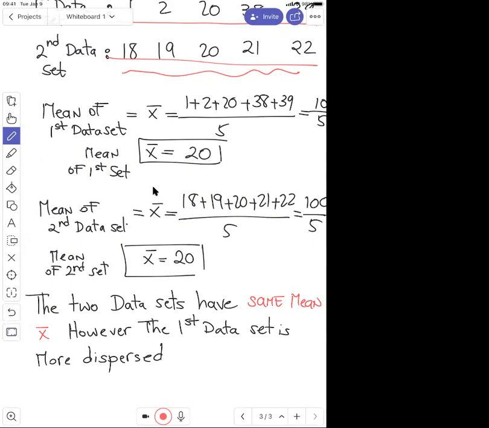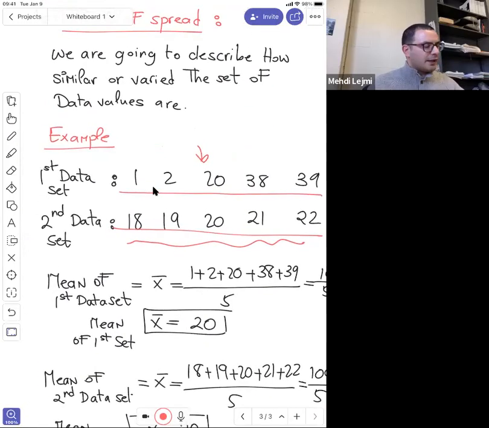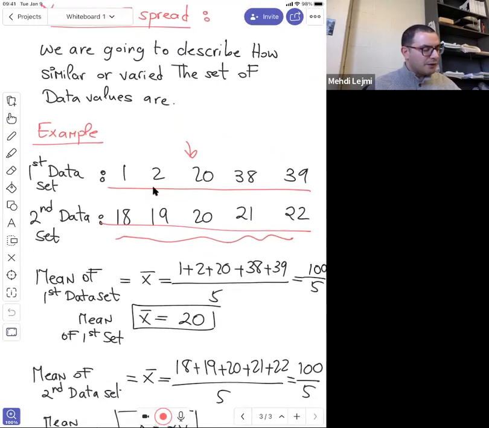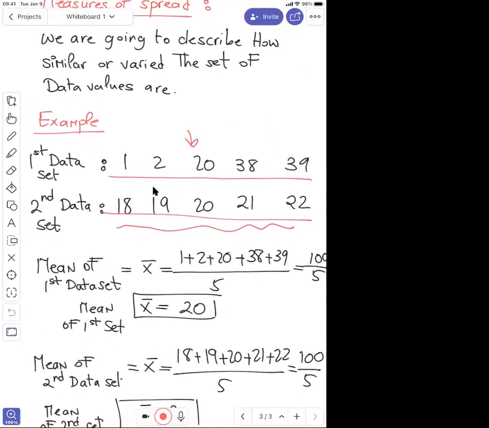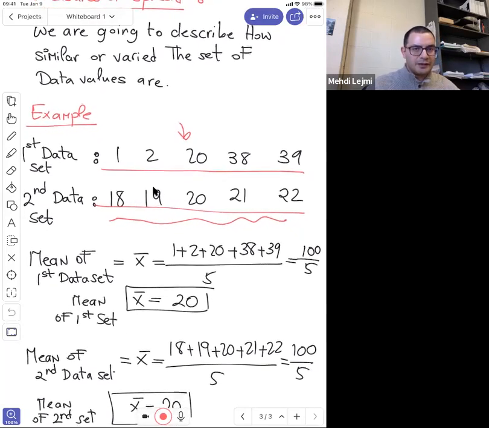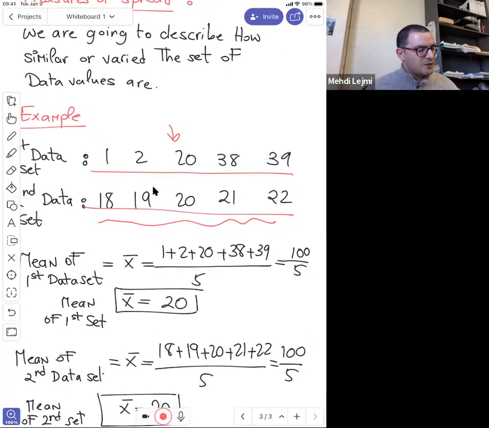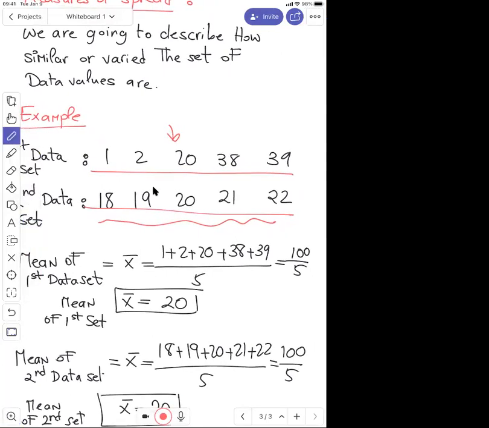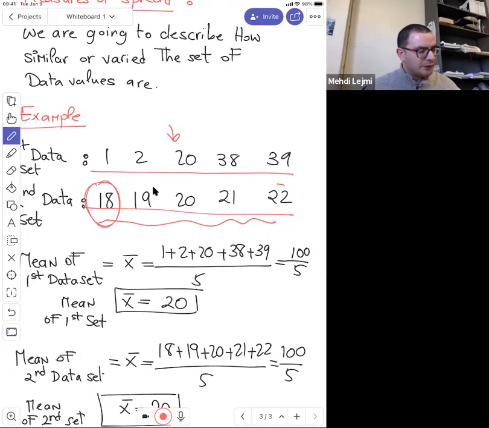Okay. And what do you mean it's more dispersed? What does that mean? Well, compared to the second one, you see the second one is more constant. Like the numbers 18, 19, 20, 21, 22 are close to each other, right? The difference between 18 and 22 is 4, right? Between the smallest number and the largest number, 18 and 22, the difference is 4. For the first data set, the smallest number is 1. The largest number is 39. So the difference between the smallest and the largest is 38, right?